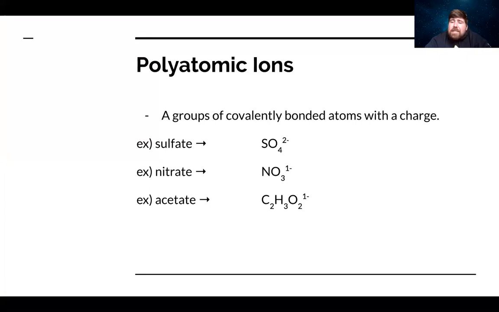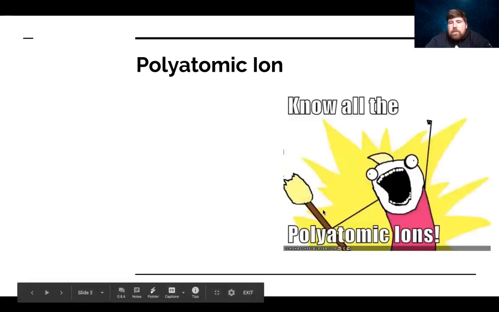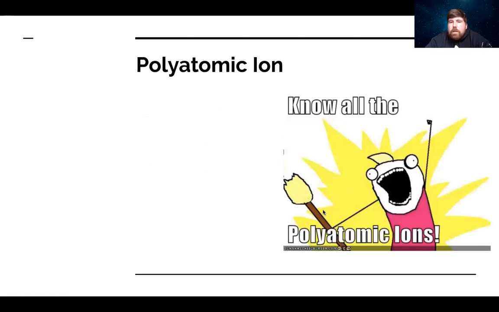Sulfate is SO4 with a 2- charge, so there's one sulfur and four oxygens, and this entire particle has 2 extra electrons. Nitrate is NO3, 1 minus. It has 1 nitrogen and 3 oxygens with 1 extra electron. And the acetate polyatomic ion is C2H3O2 with a 1 minus charge. Yes, you should know all of the polyatomic ions.